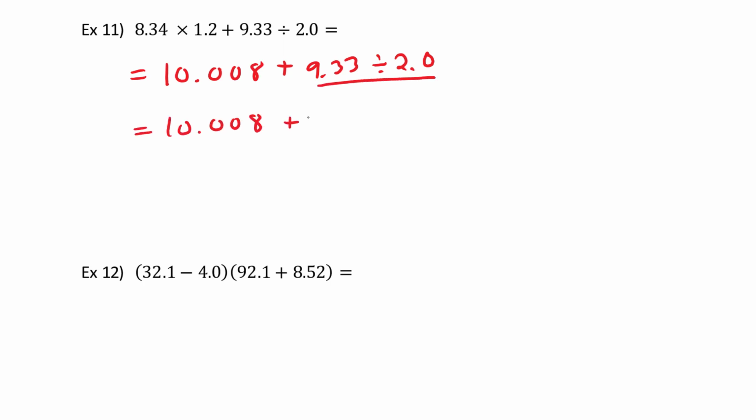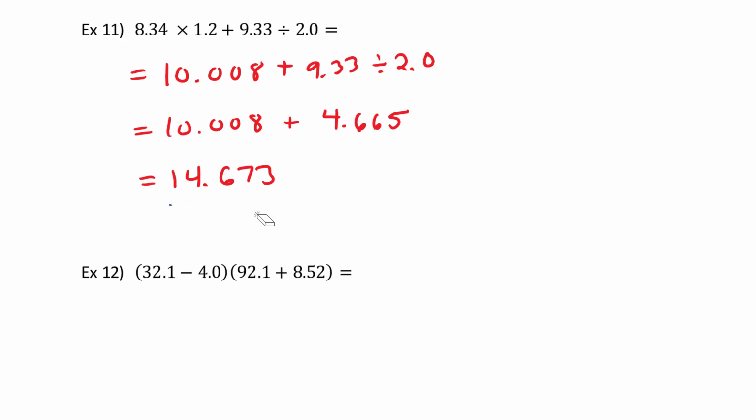10.008 plus, I'm dividing 9.33 divided by 2, 4.665. Now that I've done that, I can now do addition. This gives me 14.673. Now let's round this number off. Notice I did not round off any values. This is now the final answer right here, and now I'm going to round off only at the final answer.